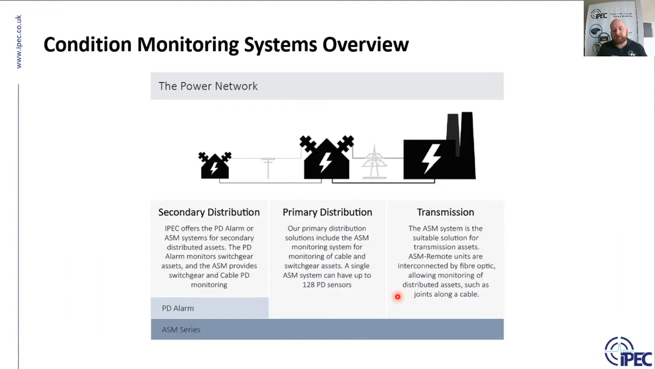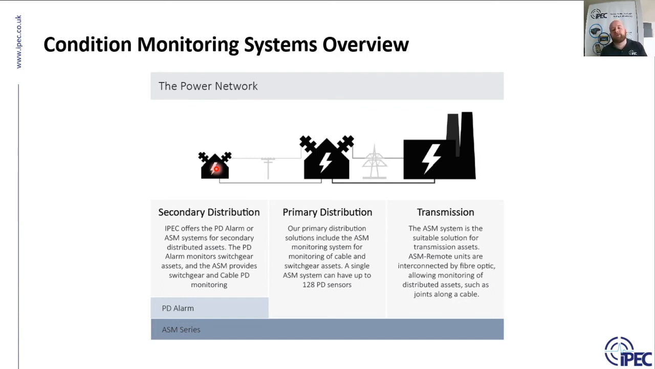I will put that slide back on, actually. The permanent monitoring systems are applicable across the network, basically, from transmission, primary distribution, and secondary distribution as well. So our equipment is applicable across the whole range.